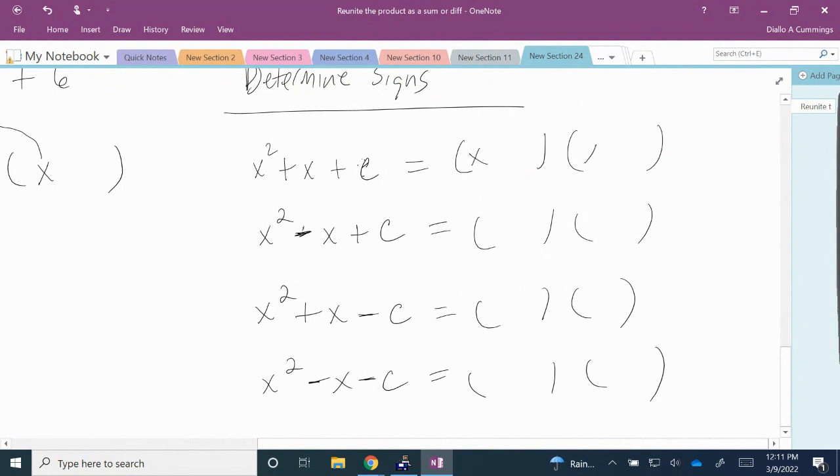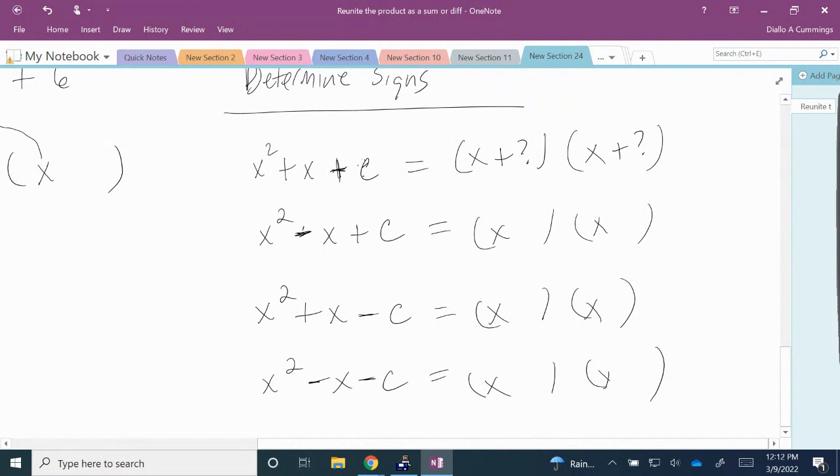All right, so like for each one of these things, you're going to have x, right? Because when you multiply the first terms, you must get the first term in your polynomial. When you determine signs, this is how this works. If your last term is positive, then both of your numbers are going to have the same sign as your middle term, right? So since this last term is positive and my middle number is positive, both of the signs are going to be positive.